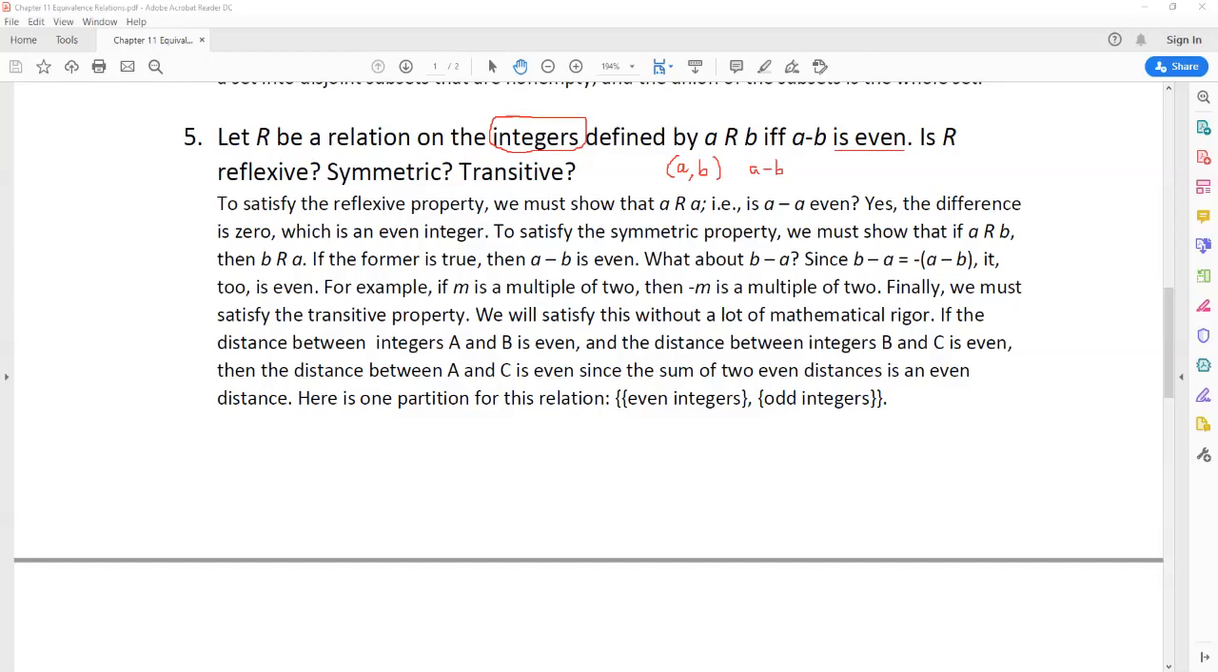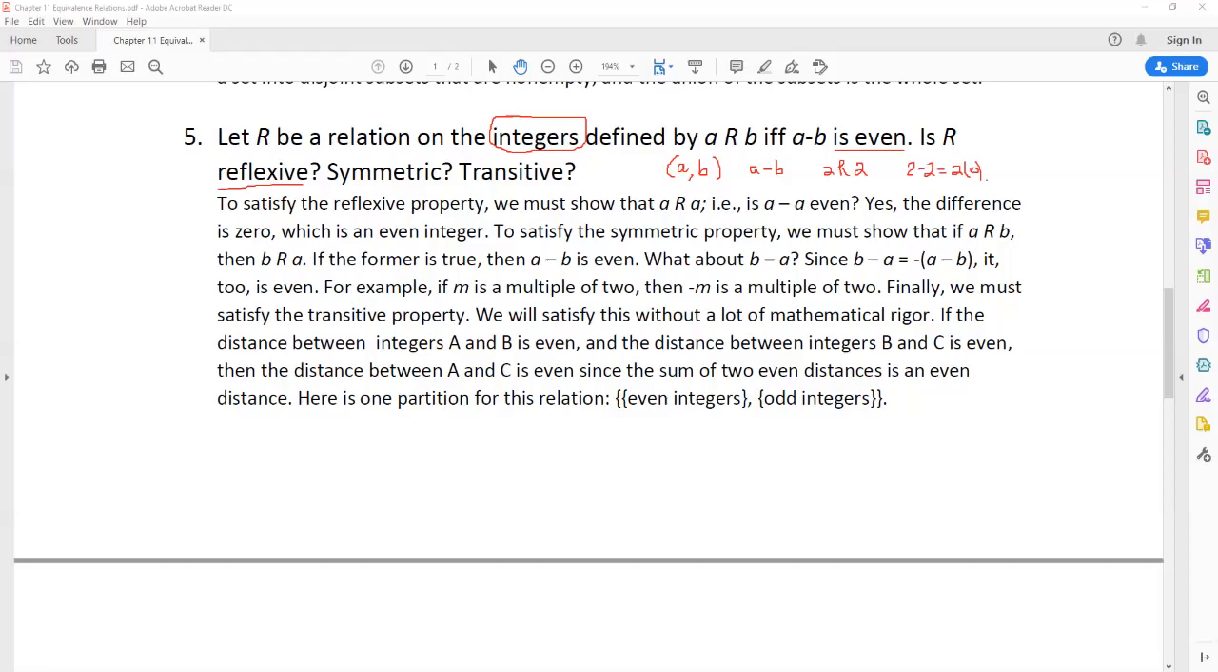And the first question is, would this be reflexive? Reflexive, if you'll recall, means that A would have to relate to A. In other words, A relates to itself. For example, if you take the integer 2, would the integer 2 relate to 2? Well, 2 minus 2 is equal to 0. And 0 can be written as 2 times 0, which means 0 is an even integer.